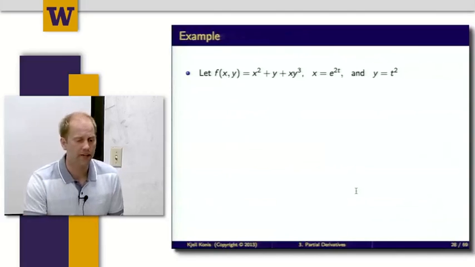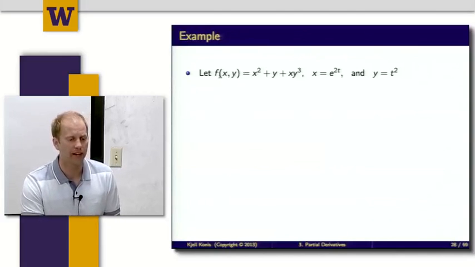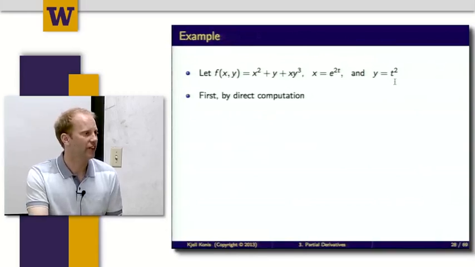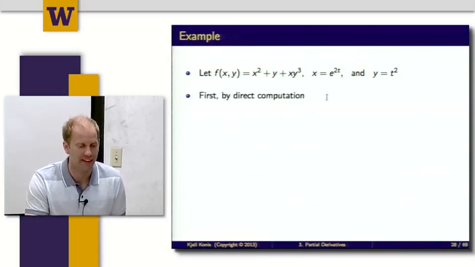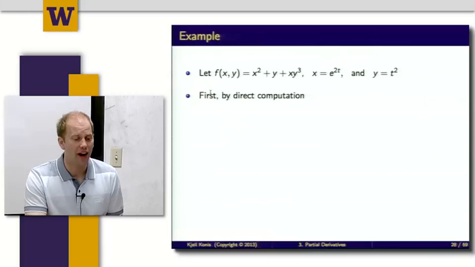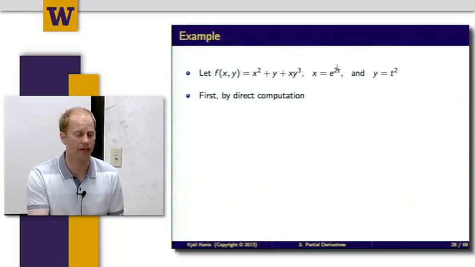So we can do a quick example of this. Suppose I let f of x, y equal x squared plus y plus x y cubed. Then x is equal to e to the 2t, and y is equal to t squared. First, just to make sure that I'm not selling snake oil, I'm going to do this by a direct computation. One way to make this into a function of t alone is to replace x by e to the 2t and replace all the y's by t squared in the function itself.